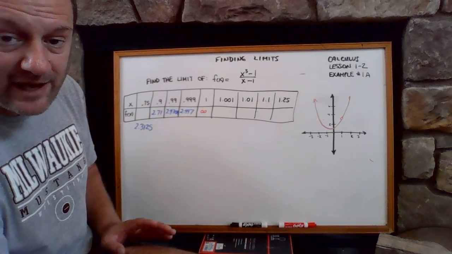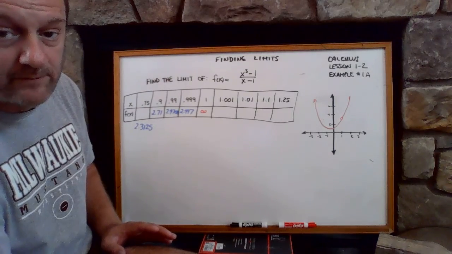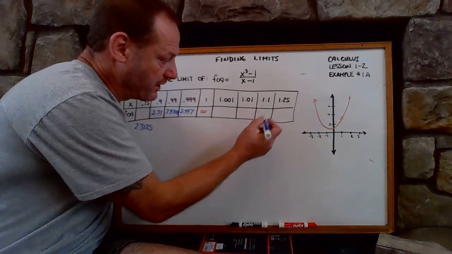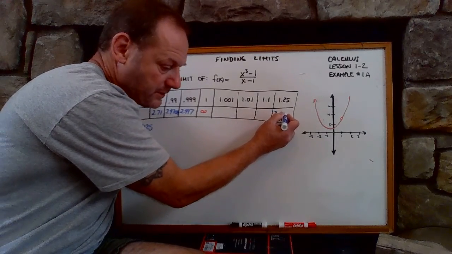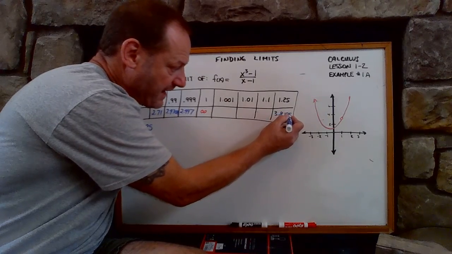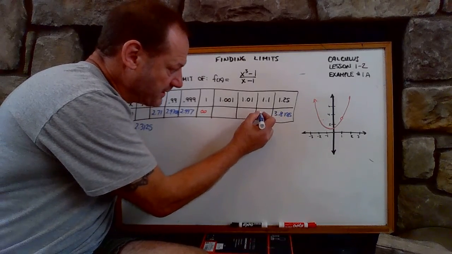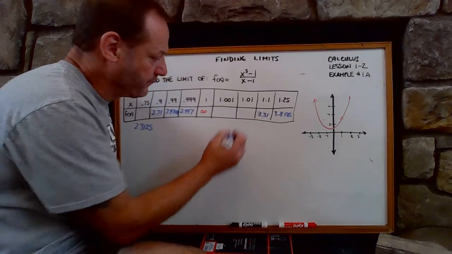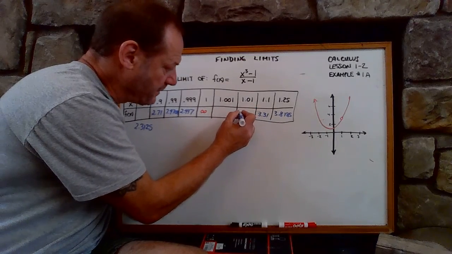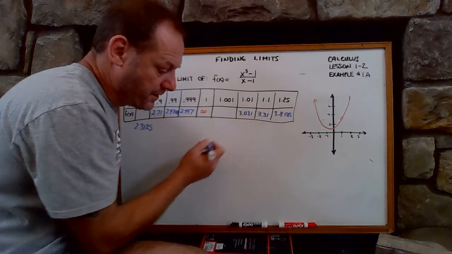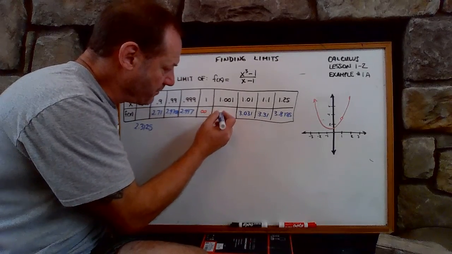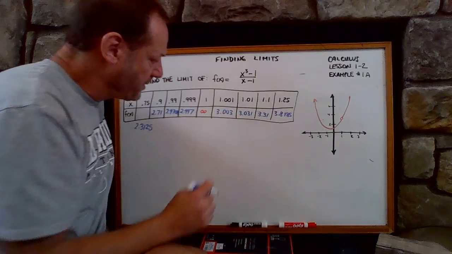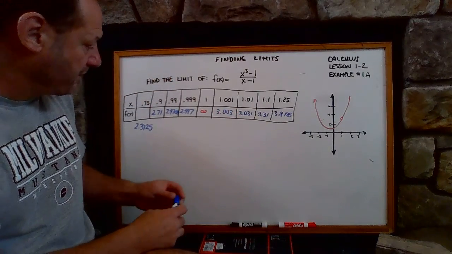Okay, so we're going to look at the other side of this thing and see what happens over there. Okay, so we plug in 1.25 and we get 3.8185. Here we would get at 1.1, we'd plug in and we get 3.31. Plug in 1.01 and we get 3.031. And we plug in 1.001 and we get 3.003. And now you can see what's happening here.